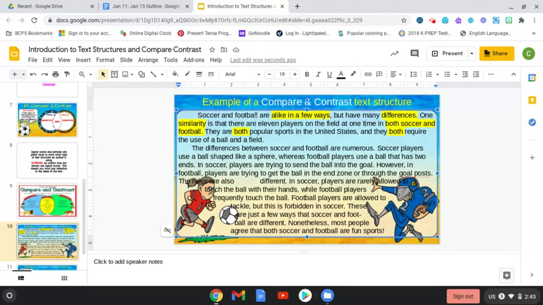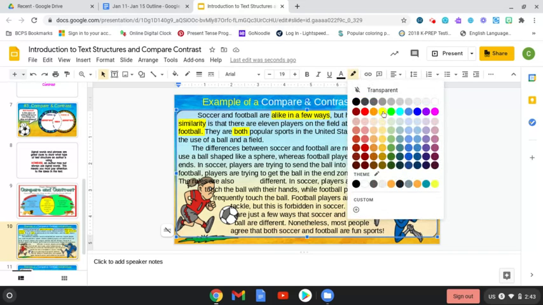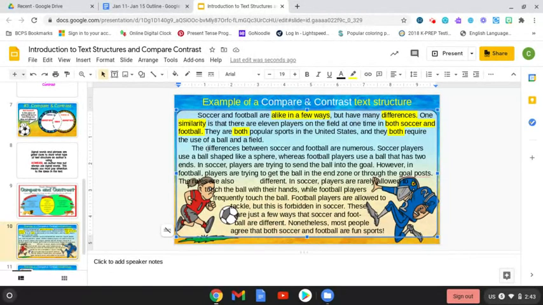So that means that down here, they're going to tell us how they're different. The differences between soccer and football are numerous. Again, we've got that signal phrase there, the differences between soccer and football. So that's another clue that the author is using a structure of compare and contrast because they're trying to explain to me how they're the same and how they're different. Soccer players use a ball shaped like a sphere, whereas football players use a ball that has two ends.